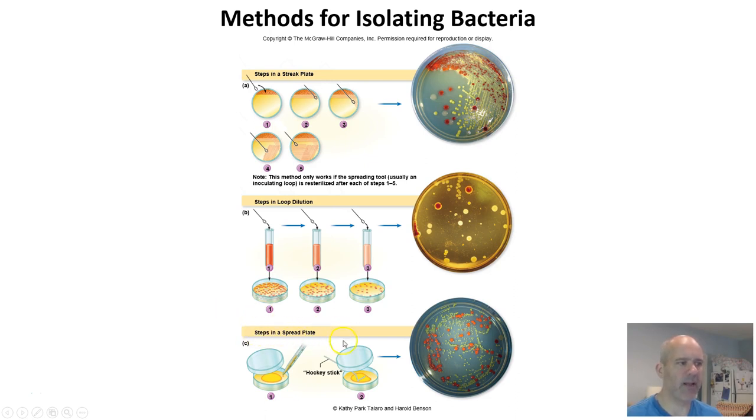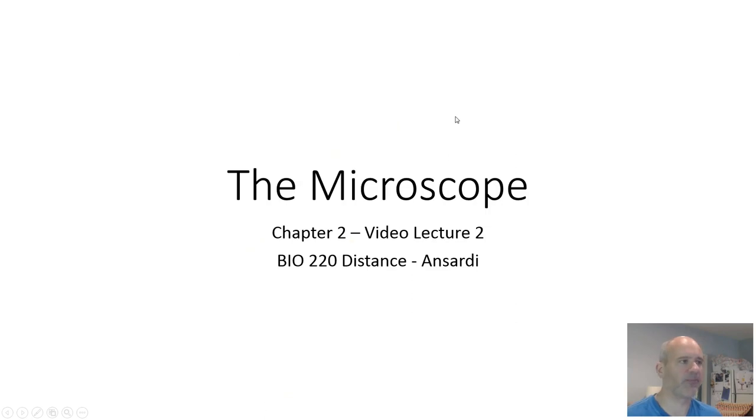Then a spread plate is kind of similar to a streak plate up here. You might do that if you had a low number of microorganisms in a sample, and you could just spread them across the plate, typically with a hockey stick type of tool made of glass or some other substance. You just spread them all over the plate, and they were already so diluted when you started off that they'll separate into individual colonies. You do that without doing the streak plate like you see up here, where you go from one section to the next, to the next, to dilute them all out.